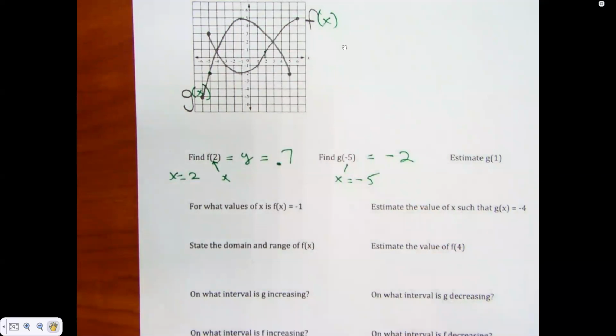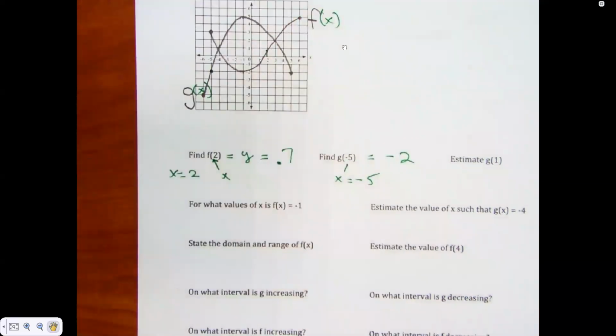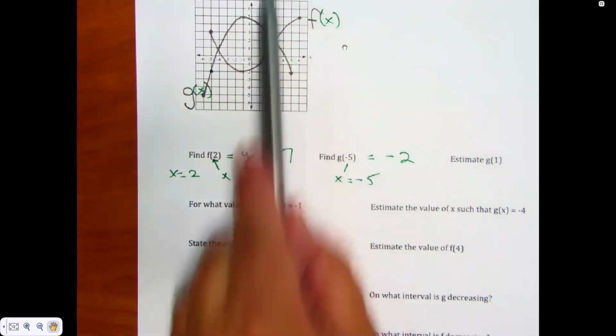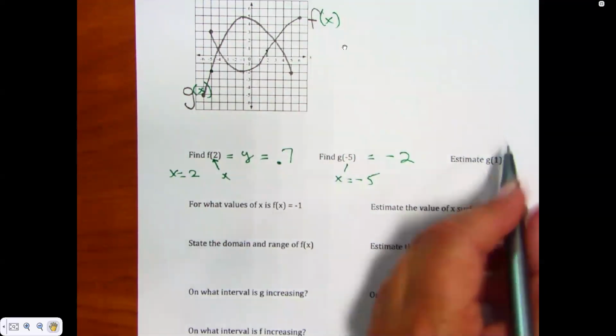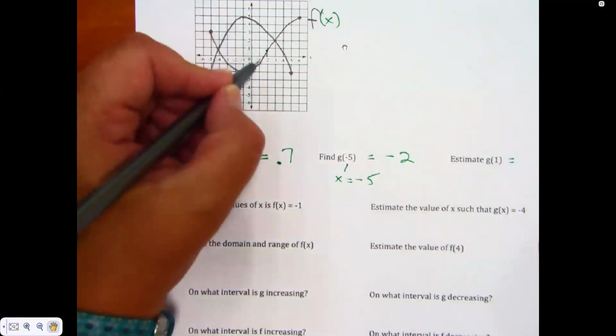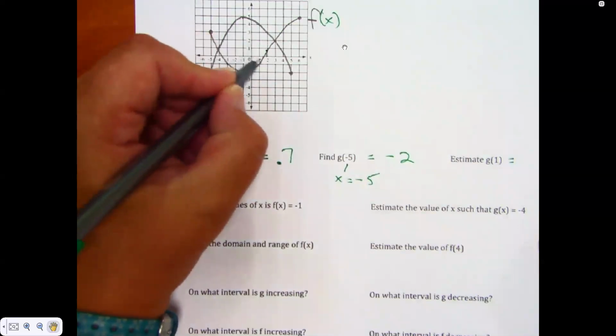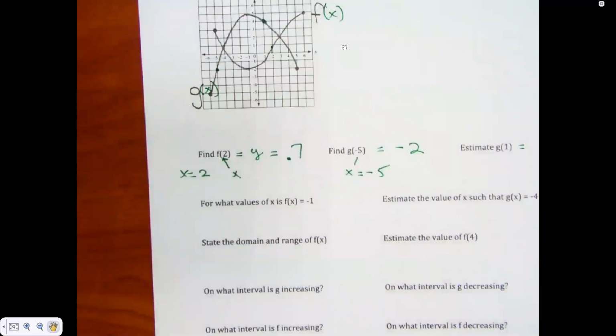g function, what's in the parentheses is x. And then they want you to find y. They want you to find the function, which is then the y value. Now this one says estimate, like I said, but I think this one's actually pretty good. Go to the g function. When x is 1, what's the y value? 4. Yeah.